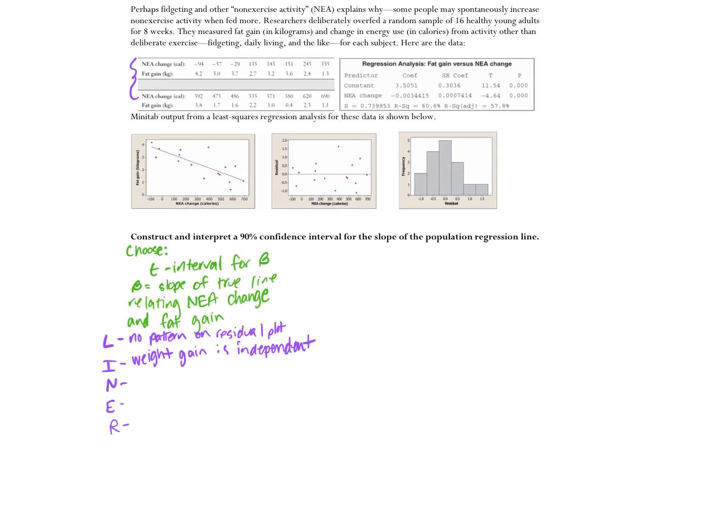Okay. Normal. And what needs to be normal is the residuals. So you'll be given some sort of graph of the residuals. Now, the graph of the residuals might be a histogram. The graph of the residuals might be a box plot. If it's a big sample size, box plot would be fine.